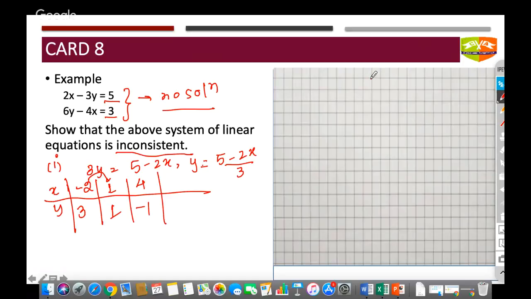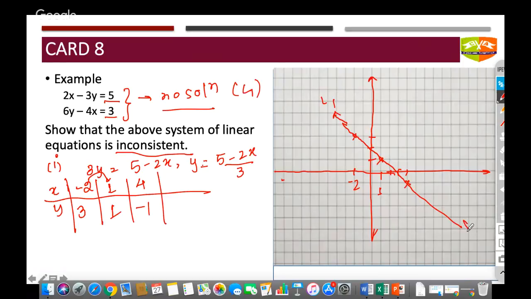So I'll draw this particular line in the graph paper given. I take x is equal to minus 2 here, and here 1 2 3. So this is one point. The second point is at x is equal to 1, where I get y equal to 1. And at x is equal to 4, which is 2 3 4, I get minus 1. So this is the line which has been going like this. This is how my line L1 will look like. So L1 looks like this.